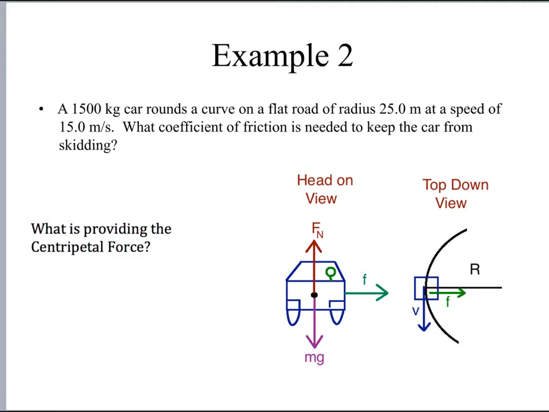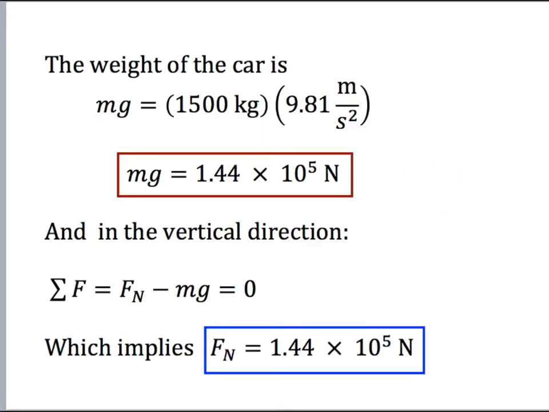So if we look at our head-on view, we know that the normal force and gravity are going to be the forces in the y direction, and the friction, if we take this as a snapshot, is going to point in the x direction. And of course we can draw in our normal coordinate system, x, y, to indicate that. Now we know the weight of the car is just going to be m times little g, and we can plug those numbers in and we get 1.44 times 10 to the 5th newtons. I've expressed that in scientific notation because it's a pretty big number.